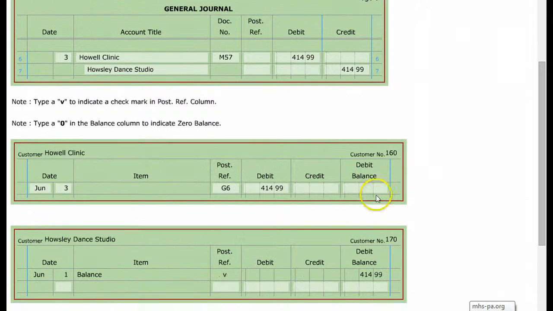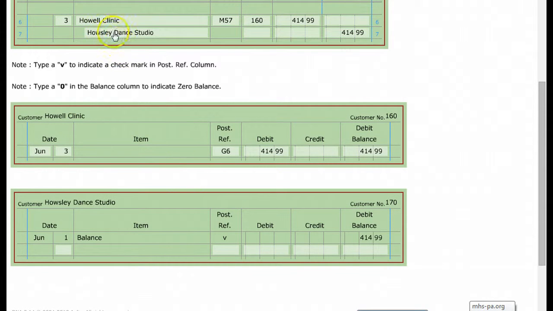Because, yeah, this is the accounts receivable ledger, right? So that it only has debit balances. So we put $414.99. And then we'll put the account number right here, 160. Another clue that we're working in the accounts receivable ledger, 3-digit account number. Okay? Then, last but not least, Housley. We're going to put Housley Dance Studio on the 3rd. We're going to put down G6 again because we're working on G6. We're going to credit $414.99.